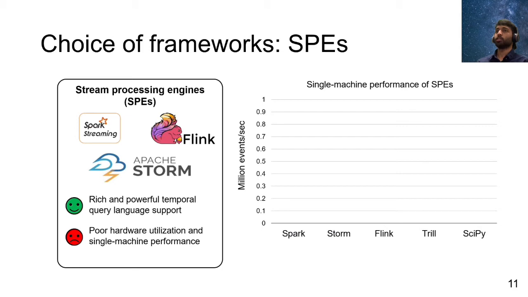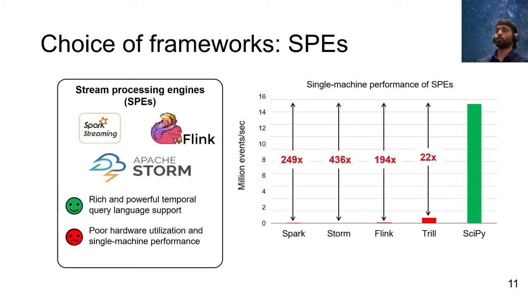However, we observe that modern stream processing engines are extremely bad at efficiently utilizing available hardware resources. We analyzed the single machine performance of 4 state-of-the-art stream processing engines and find that they are about 1 or 2 orders of magnitude slower compared to corresponding implementations available in numeric libraries like SciPy. This shows that modern stream processing engines are far from utilizing the full potential of the hardware they are running on.